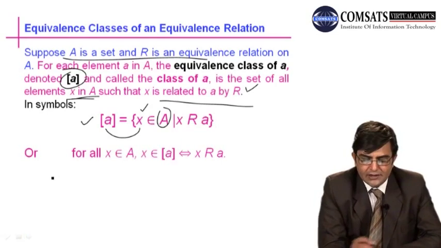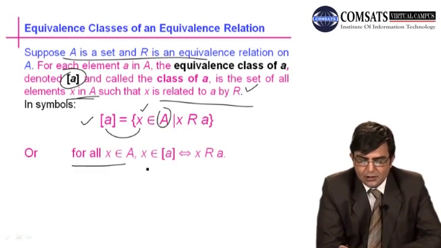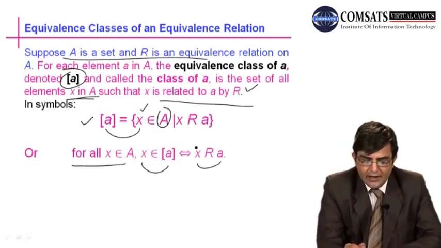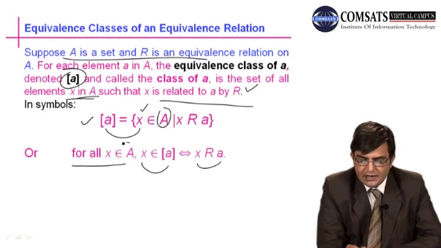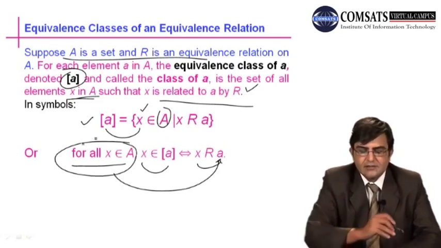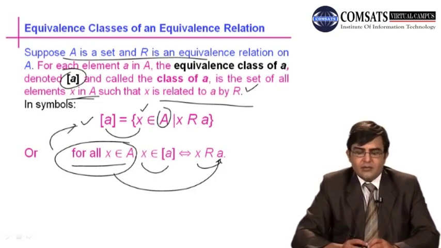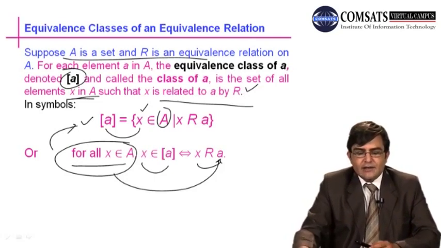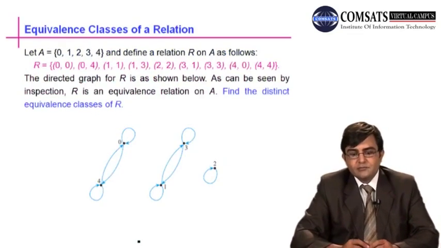Or we can say that for all x belonging to A, x belongs to this class if and only if x is related to a. So all those elements of A which are related to a belong to this class. This is what we can say briefly. To explain this, let's consider an example.